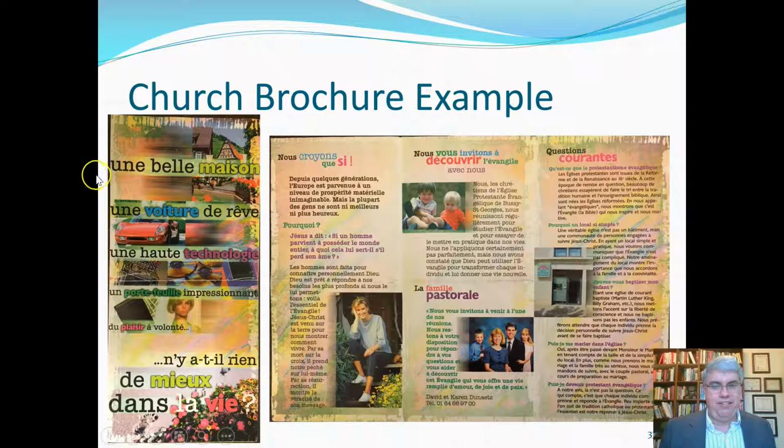The title of this was Une belle maison, une voiture de rêve, une haute technologie, un portefeuille impressionnant, du plaisir à volonté. N'y a-t-il rien de mieux dans la vie? Which means a beautiful house, a dream car, high technology stuff, lots of money, unlimited pleasure. Isn't there anything better in life? The 1990s were a time of fast economic growth with a lot of materialism, and one of the things the gospel does is it meets people's needs in a way that materialism and pleasure can't.